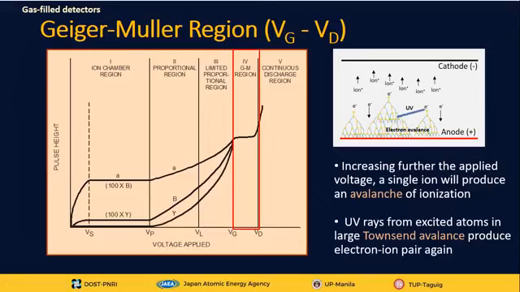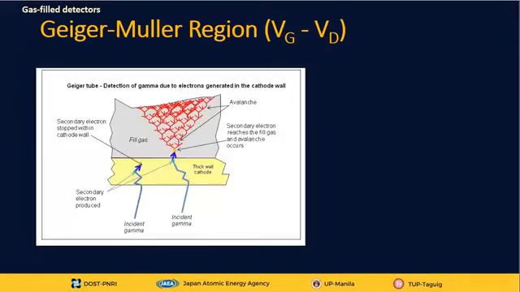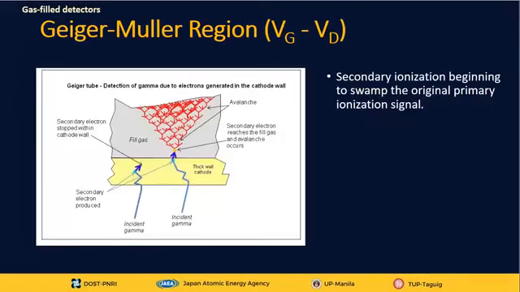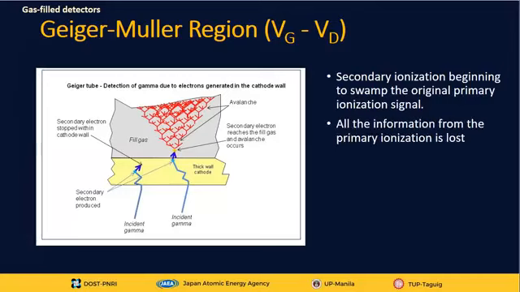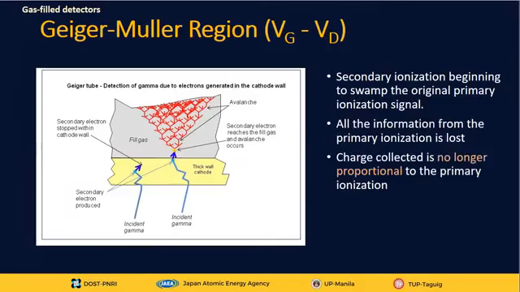Thus they really only function as simple counting devices used to measure count rates, or with the correct algorithms, maybe they can also be applied for measuring the dose. But here, secondary ionization begins to swamp the original primary ionization signal, and thus all the information from the primary ionization is lost. So the charge collected is no longer proportional to the primary ionization. We have no more information about the source of this ionizing radiation.